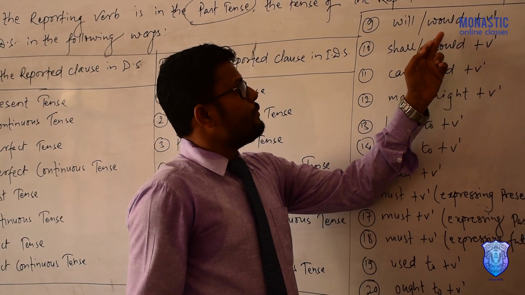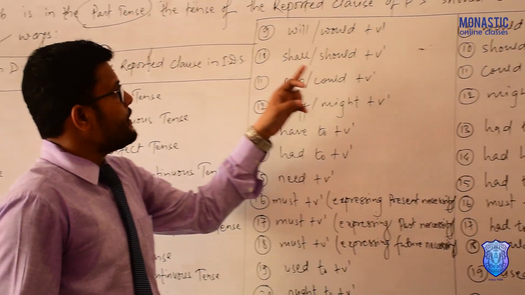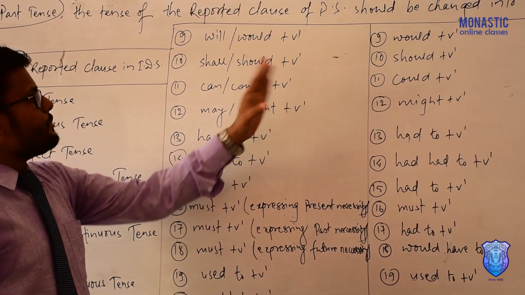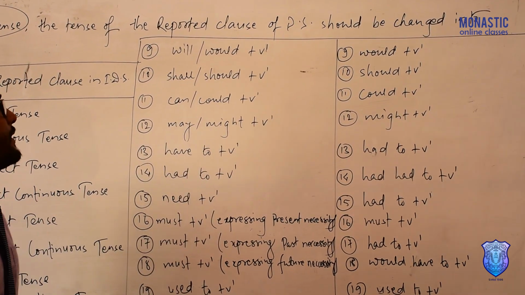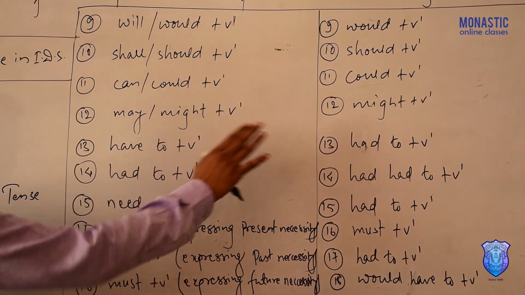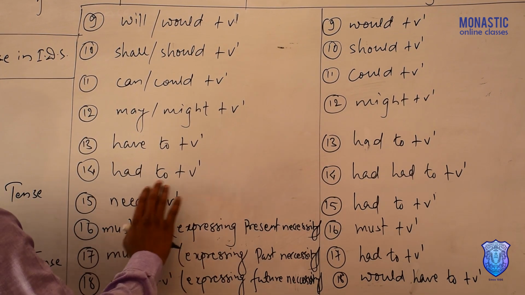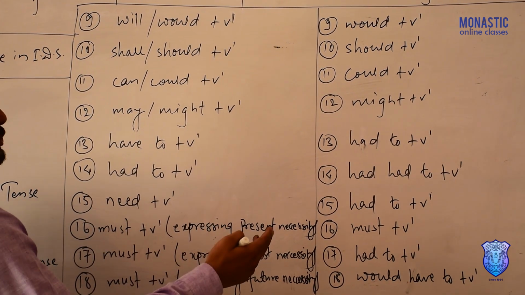Then if you find the root plus b1, you should change to root plus b1. Regarding sans root plus b1, should plus b1, can root plus b1, could plus b1. And may, might plus b1, have 2 plus b1, had 2 plus b1, had 2 plus b1 into had 2 plus b1.